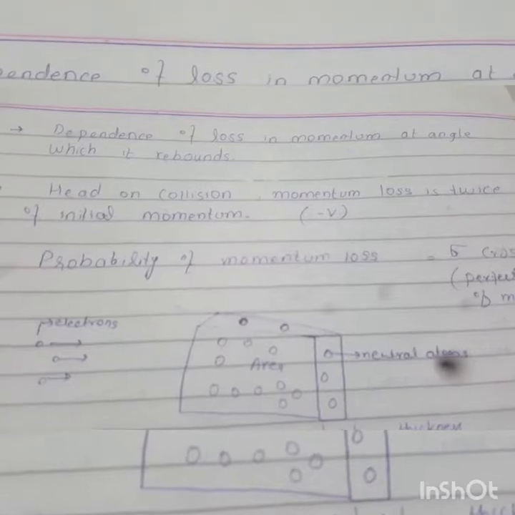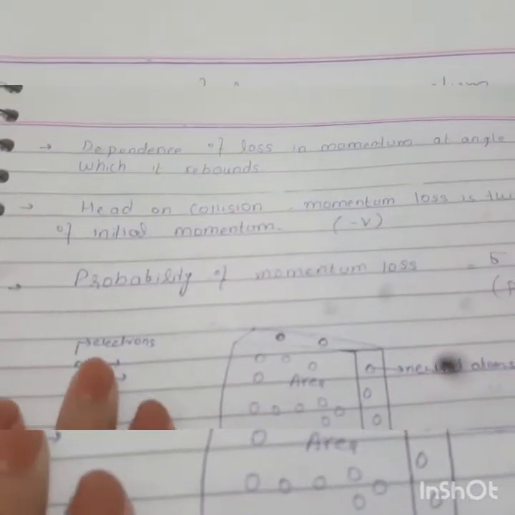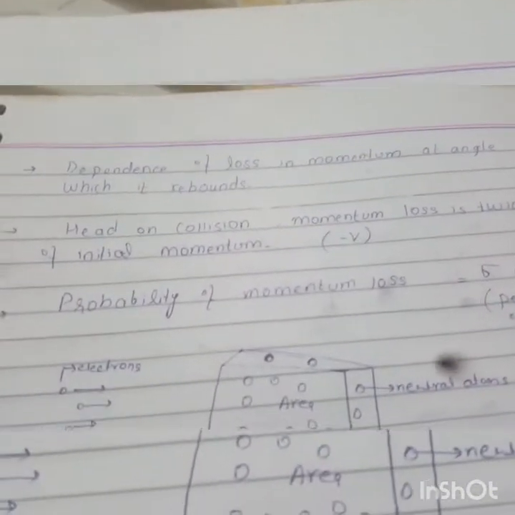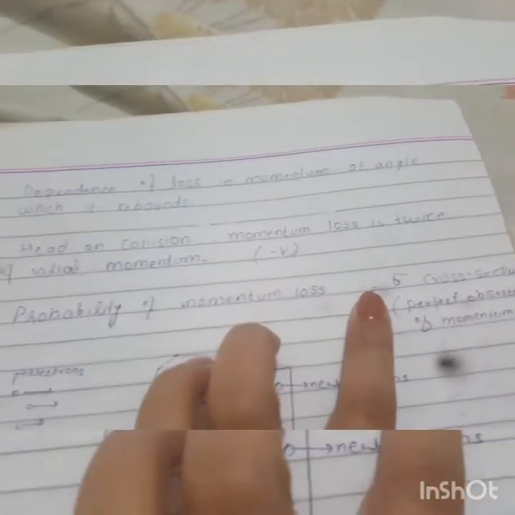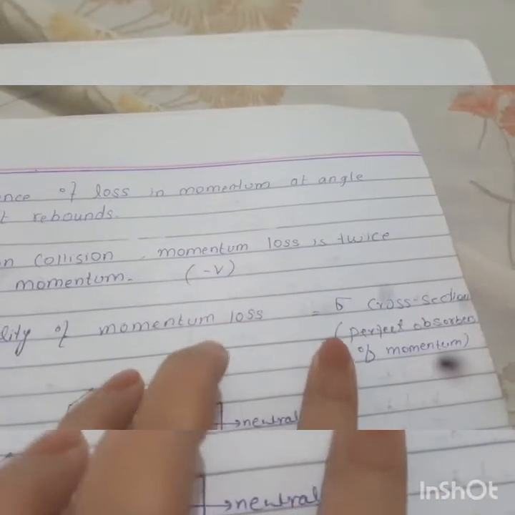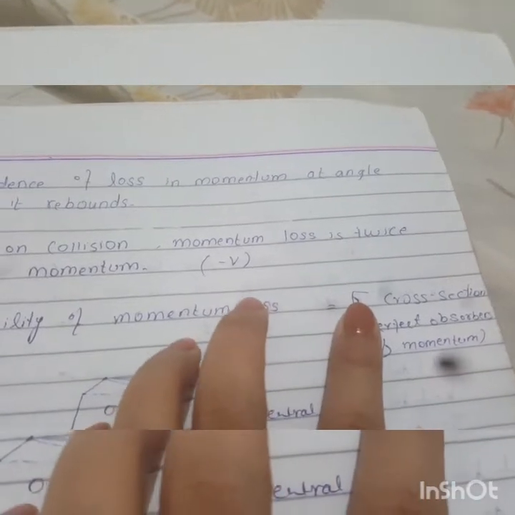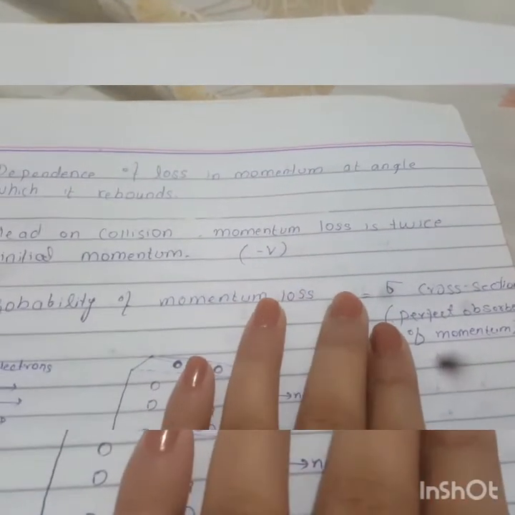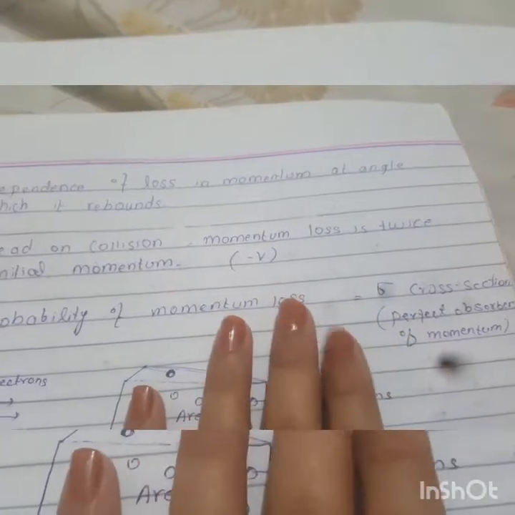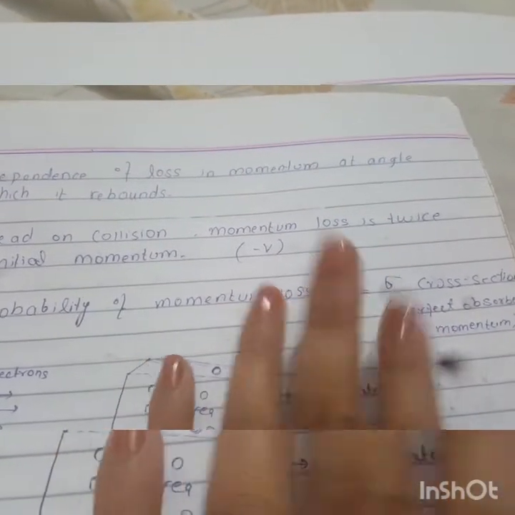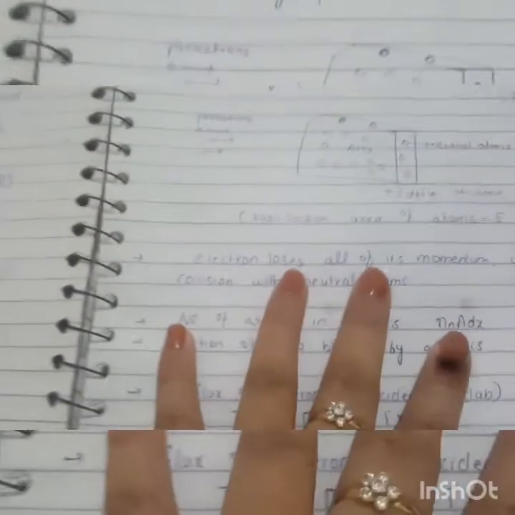Probability of momentum loss. What's the probability of momentum loss? So probability is represented by this cross section, perfect absorbers of momentum. This is nothing but to represent the probability of momentum loss. We will use this symbol to represent our momentum loss.